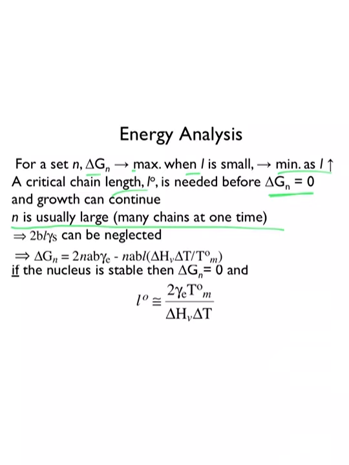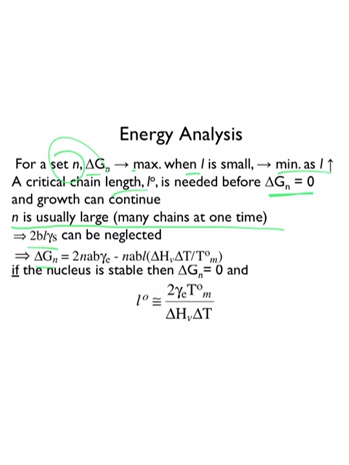And anything that doesn't have N in it becomes irrelevant. So the 2Bl gamma sub s is just left behind because it's just the bookends on these structures. It's not really anything relating to the number of structures being added. And so this delta G sub n is then equal to 2 NAB gamma sub e minus NABL times the quantity delta H V times delta T divided by the melting point.